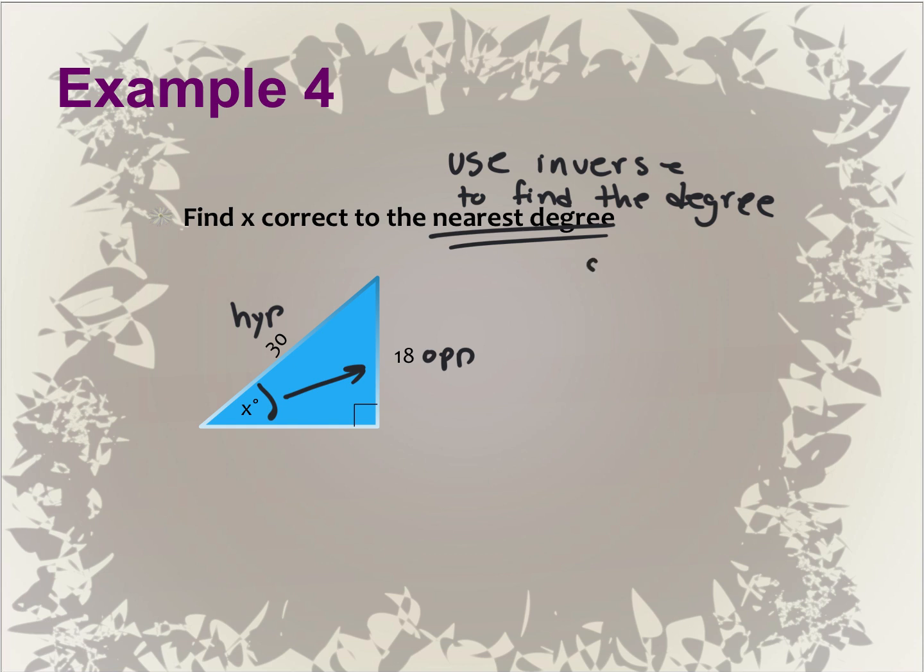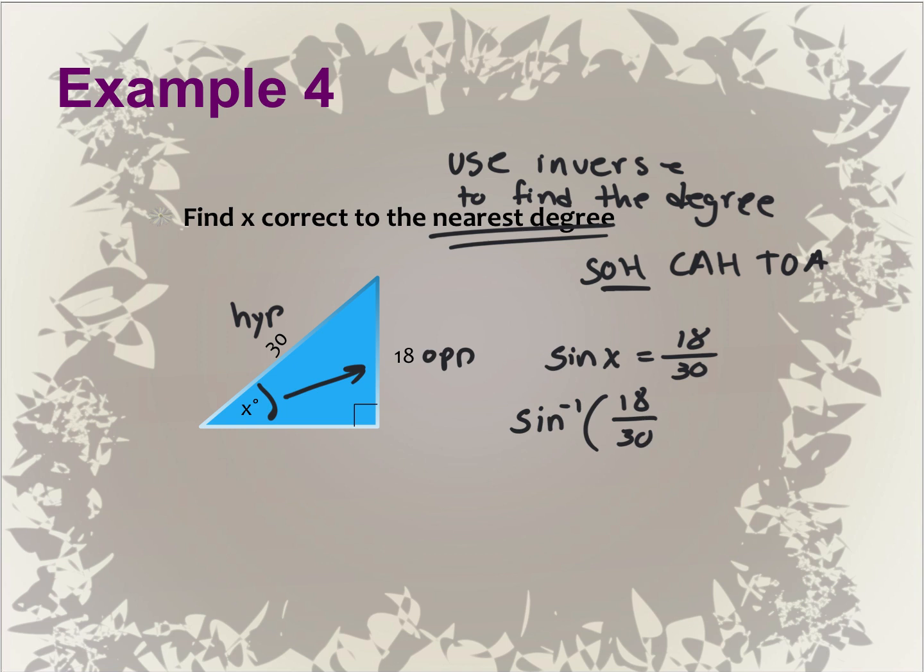Now, if we use SOHCAHTOA to figure out the function that we're going to use, we need opposite and hypotenuse, so it's going to be sine. So sine x equals the opposite over the hypotenuse, which is 30. Since we want to find the angle, we actually have to use the inverse sine. So it's going to be sine to the negative 1 power of 18 over 30.